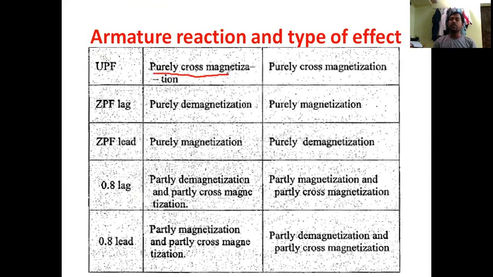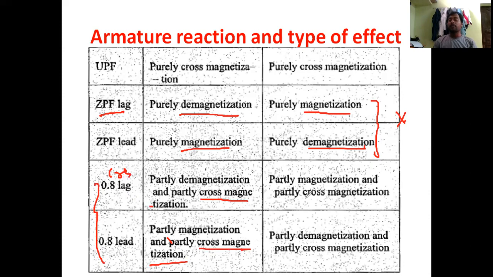So purely cross magnetization here, here also purely cross magnetization, only for resistive load. For ZPF load, here demagnetization effect, here magnetization, here magnetization, here demagnetization. So you can see this is opposite. In these two cases, cross magnetization is present in both. But here demagnetization is available, here magnetization effect is available. Here magnetization effect is available, here demagnetization effect is available.